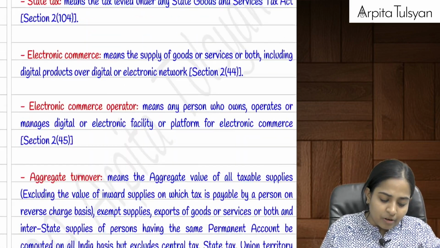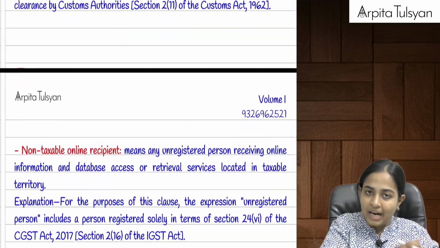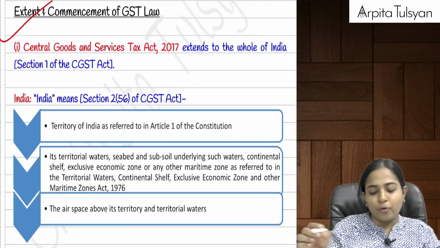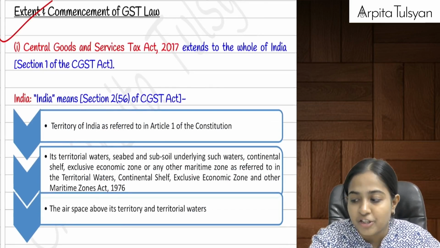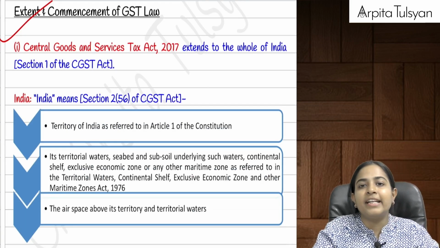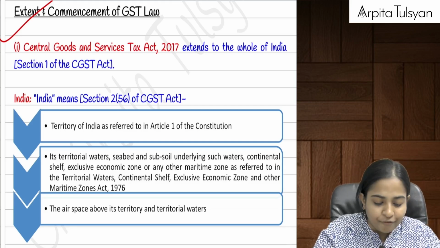Now a few definitions are given which we need to consider, and we will come back to them when we do the particular provisions. Now starting with the provisions here, the basic things that they have told in this particular chapter, first of all, is the applicability of the GST law. As we already know, our CGST Act 2017 applies to whole of India, including the state of Jammu and Kashmir.